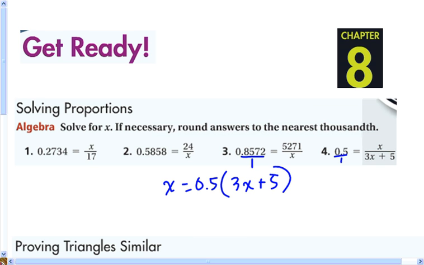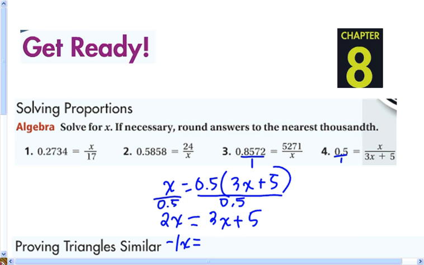And we can go ahead and use the distributive property, or we could divide both sides by 0.5. 1 divided by 0.5 is 2x, so I think I'll do it that way. Divide both sides by 0.5. And so 2x is equal to 3x plus 5. Subtract 3x from both sides and we get negative 1x equals 5. And then divide both sides by negative 1 and we get x equals negative 5.